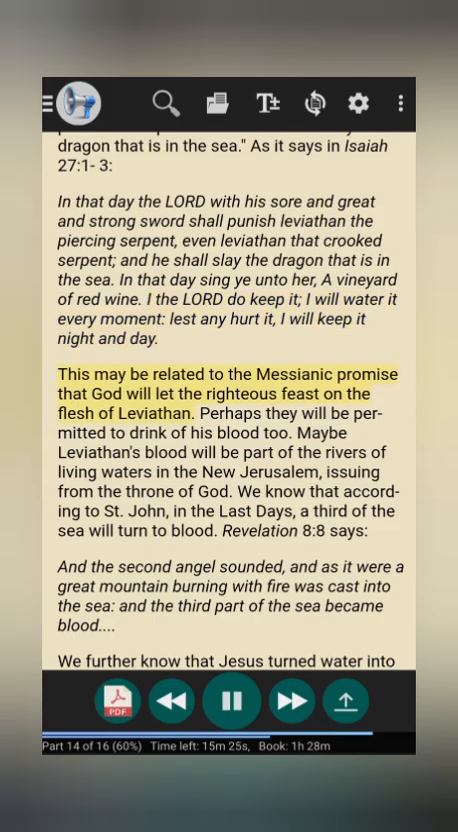This may be related to the messianic promise that God will let the righteous feast on the flesh of Leviathan. Perhaps they will be permitted to drink of his blood too. Maybe Leviathan's blood will be part of the rivers of living waters in the New Jerusalem, issuing from the throne of God. We know that according to St. John, in the last days, a third of the sea will turn to blood. Revelation chapter 8, verse 8 says, "And the second angel sounded, and, as it were, a great mountain burning with fire was cast into the sea, and the third part of the sea became blood."